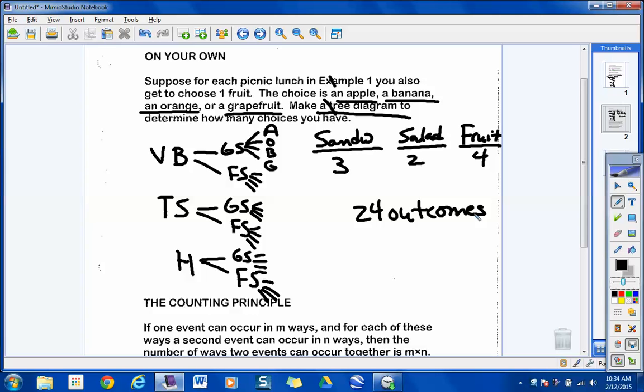Okay. Multiplication. So let's look at an example that involves the counting principle. Let's get rid of drawing these trees, because this is repetitive, it's redundant. We don't need to do it if we know this right here, right?